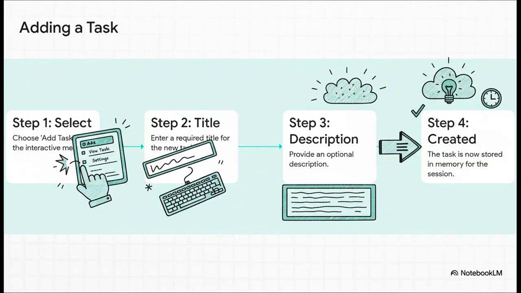Let's make this feel a bit more real. So, picture this. You fire up the app in your console. You get a simple menu, and you choose Add Task. The app then asks you for a title. That's required. And then an optional description. You type it in, hit Enter, and boom! That task now exists. For this session at least.